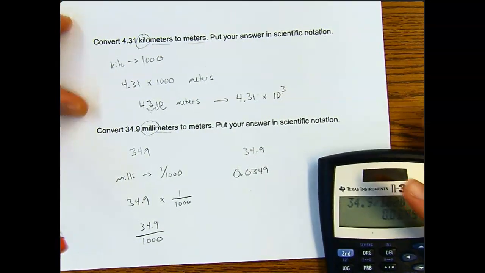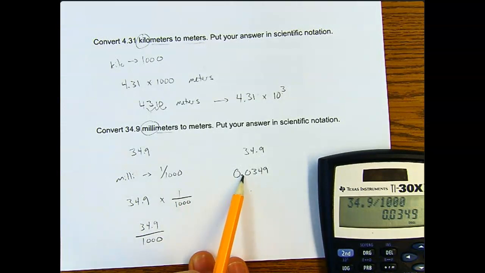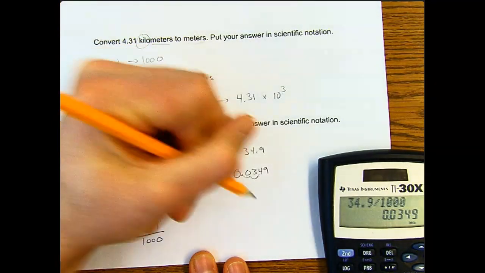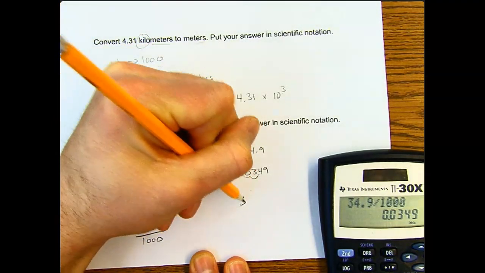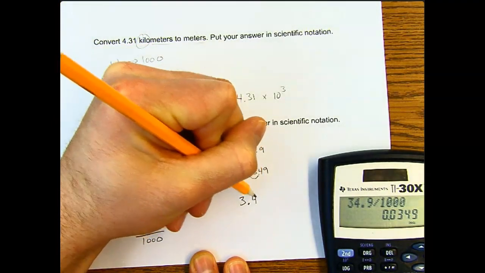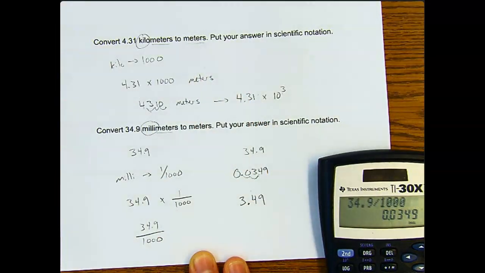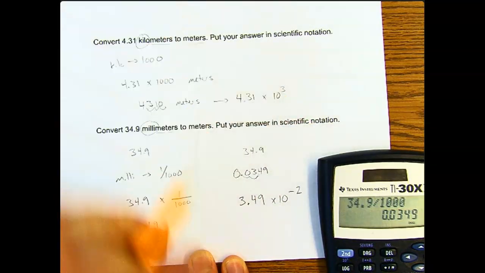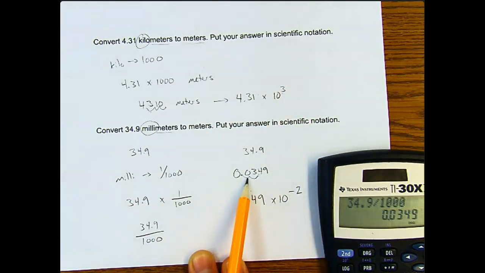Now what I said though, I said I want this in scientific notation. So to do that, I need to move my decimal until there's one digit to the left of the decimal. So this 3 here is perfect. I'm going to put the decimal right there. So I need to move it 2 times: 1, 2. So I have 3.49 times 10 to the negative 2. Now it's 2 because I moved the decimal 2 times, and it's negative because I moved it to the right.